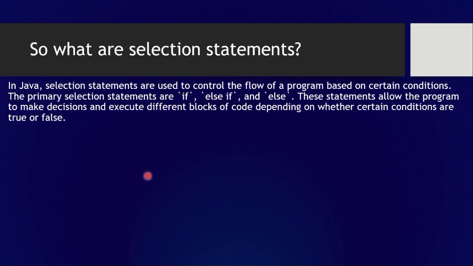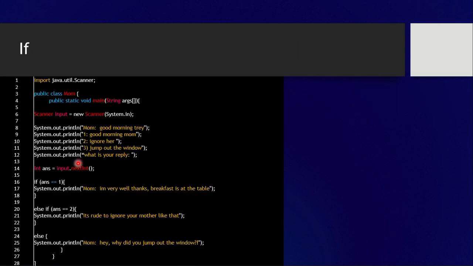Okay, so what are these selection statements? In Java, selection statements are used to control the flow of the program based on certain conditions, right? The primary selection statements are if, else if, and else. These statements allow the program to make decisions and execute different blocks of code depending on whether certain conditions are true or false. Alright, so we have the syntax, we have the concept. Let's get into our first example.